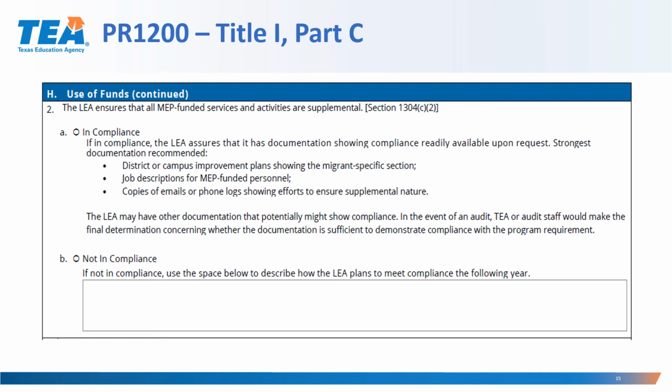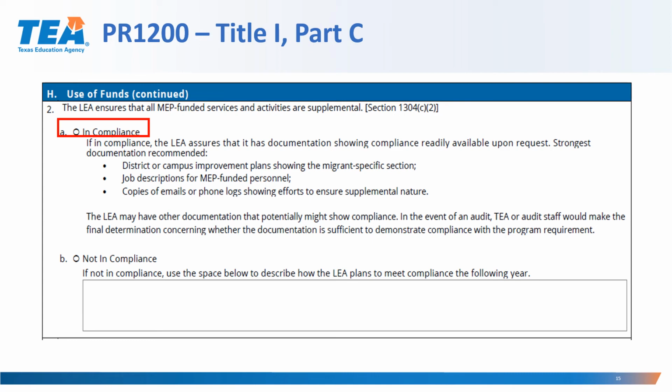Program Requirement H.2, Use of Funds. The LEA ensures that all MEP-funded services and activities are supplemental. If the LEA indicates that they're in compliance, the LEA assures that it has the following documentation, which is the strongest documentation recommended: district or campus improvement plans showing the migrant-specific section, job descriptions for MEP-funded personnel, copies of emails or phone logs showing efforts to ensure supplemental nature.